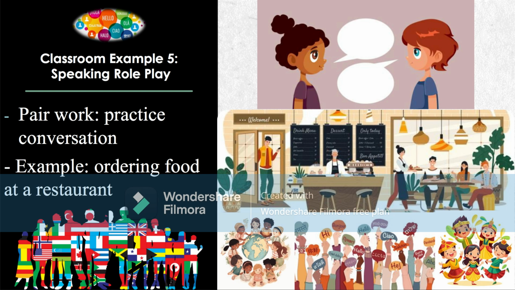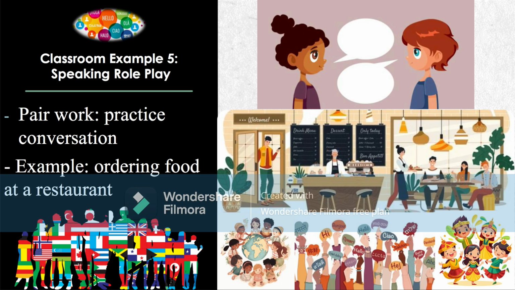Here is another classroom example that focuses on speaking and using language naturally. In this activity, students work in pairs to role-play a short situation, such as ordering food at a restaurant. One student acts as the waiter and the other is the customer. They practice using complete sentences, correct grammar, and vocabulary related to food, polite requests, and questions.